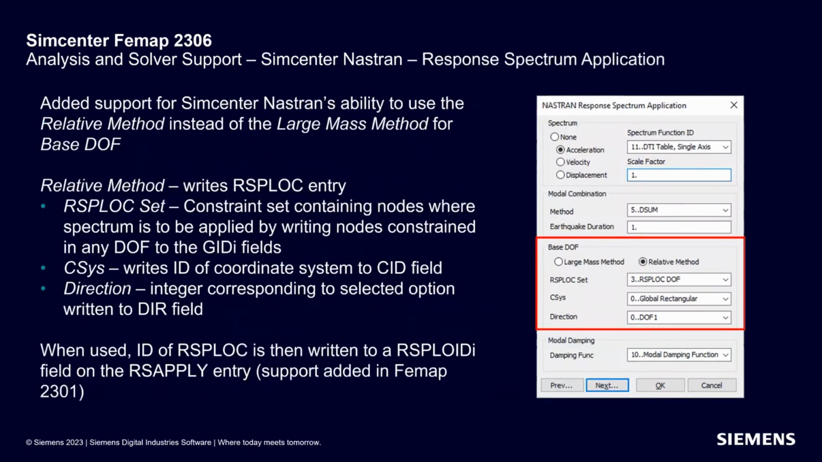For anybody doing response spectrum application, Simcenter Nastran added a new way to do this. Now there's both a large mass method and a relative method. Along with that, there's now a bunch of modal combination methods that we added. We actually added those in 2301 just at the last second, but then we added a couple more, and the ability to do the relative method for the response spectrum application. It's actually an easier way to do response spectrum application than before, so you might find that useful. And it uses a lot fewer cards and that type of thing. But again, that was only for Simcenter Nastran.